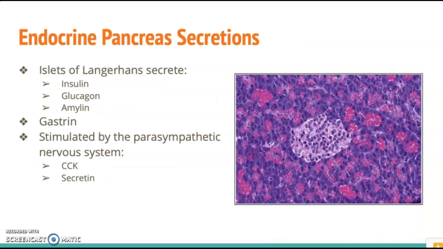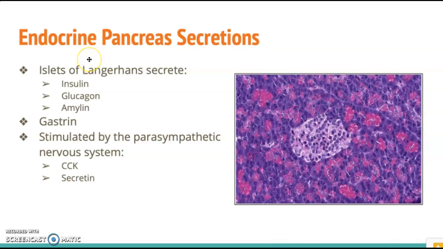Next, we'll talk about the endocrine pancreas secretions. And these, firstly, are stimulated by the hormones in the parasympathetic nervous system via the vagus nerve. The first one is cholecystokinin, or CCK, and this stimulates acinar cells to secrete enzyme-rich pancreatic juice and stimulates the secretion of secretin. And secretin causes duct cells to release the bicarbonate-rich pancreatic juice.